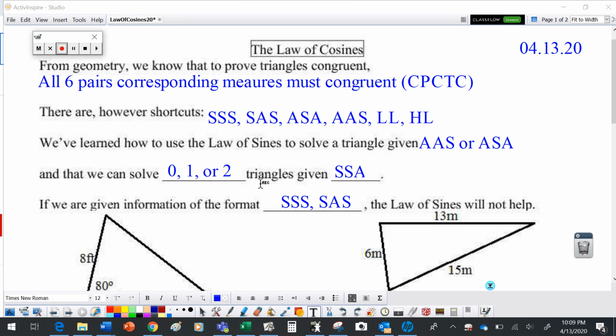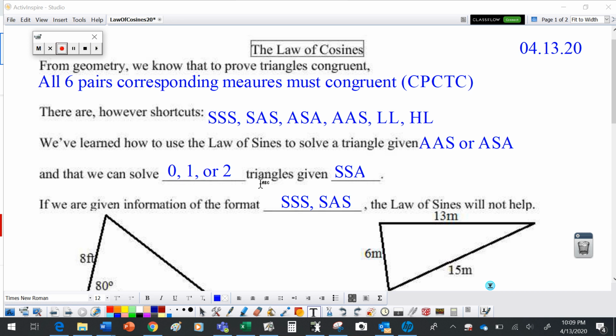Hey guys, so again we're going to be looking at solving triangles, and this time we're going to look at solving triangles using the law of cosines. Now when we were proving triangles congruent, we knew that meant all 6 corresponding measures had to be congruent, and that's where we came up with that abbreviation CPCTC, corresponding parts of congruent triangles are congruent.